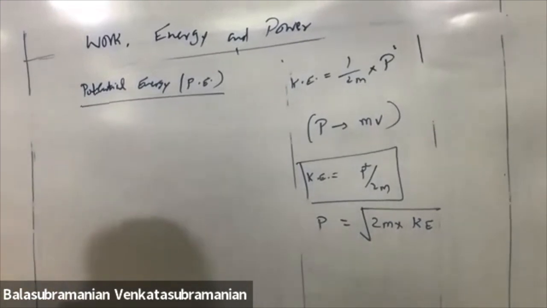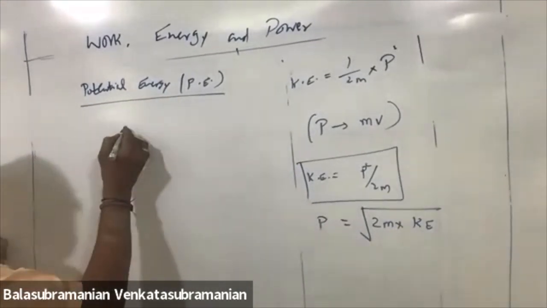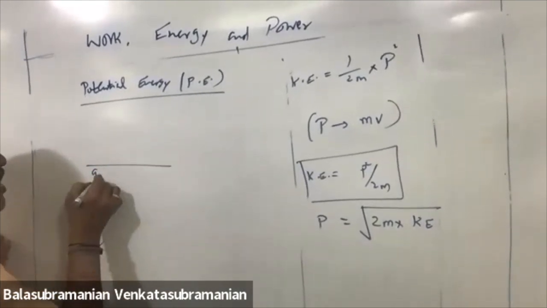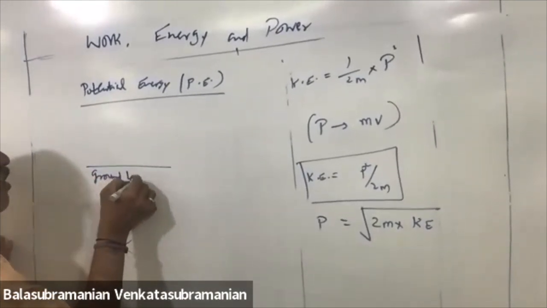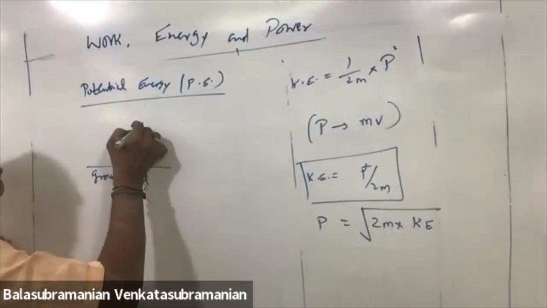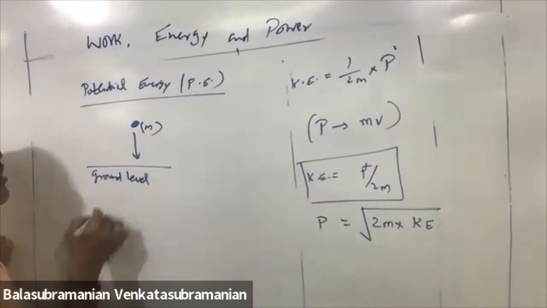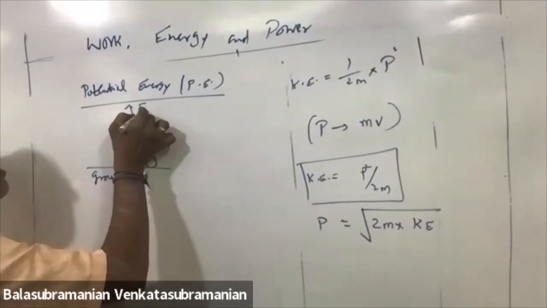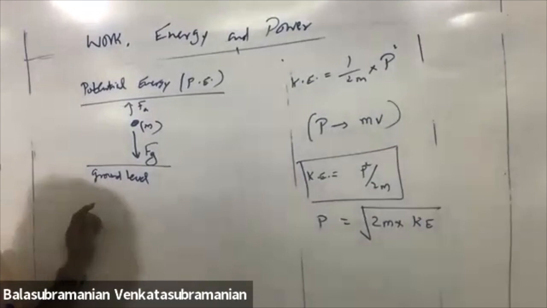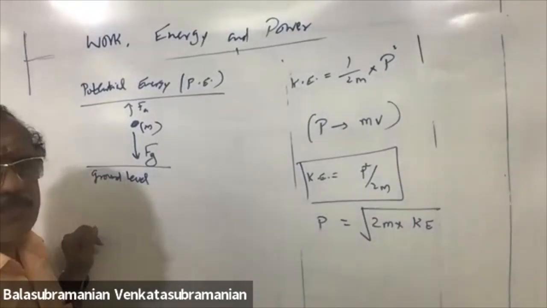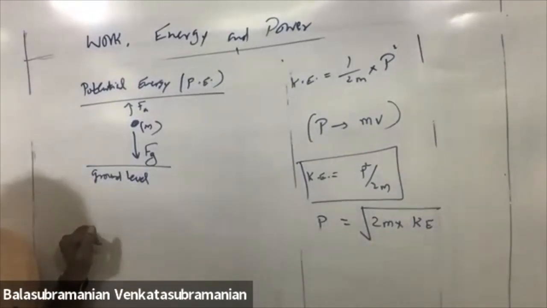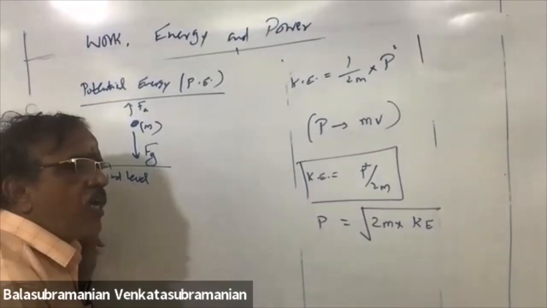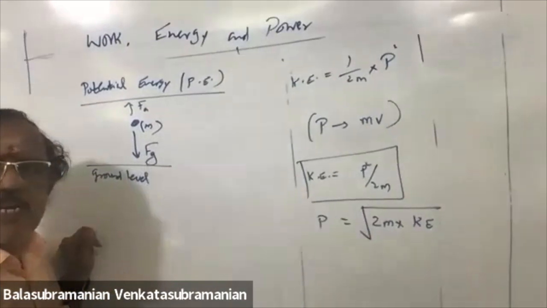So, potential energy near the surface of the earth. Suppose you have a body at ground level, a body of mass m. Gravitational force acts downwards, and you are moving the body by giving some energy in the upward direction.